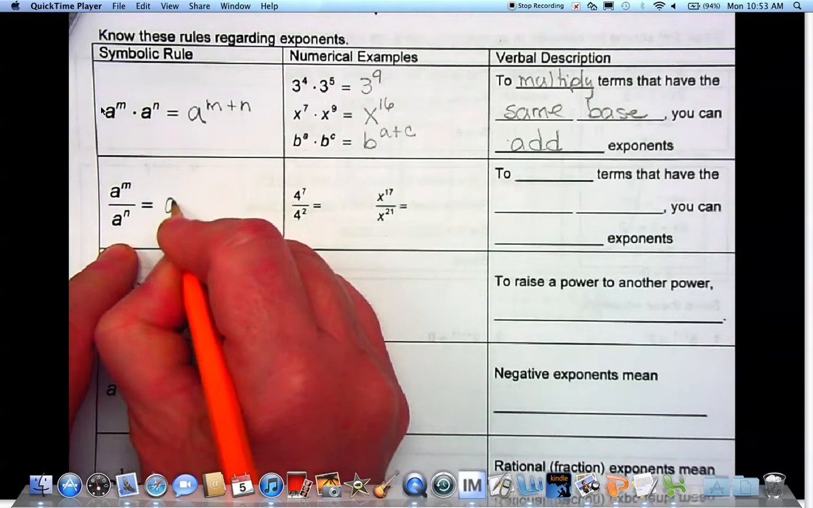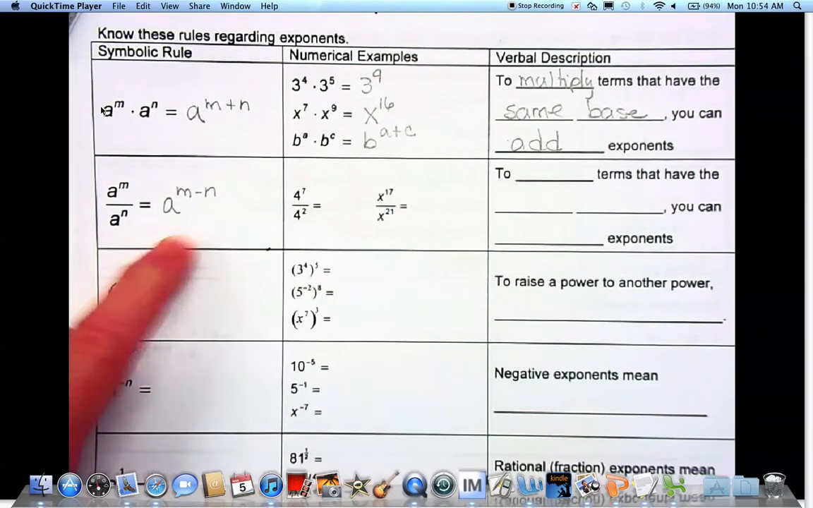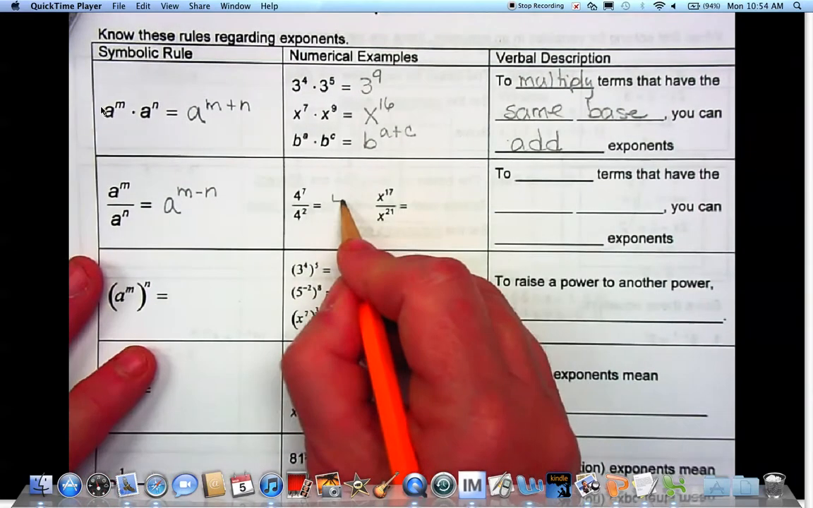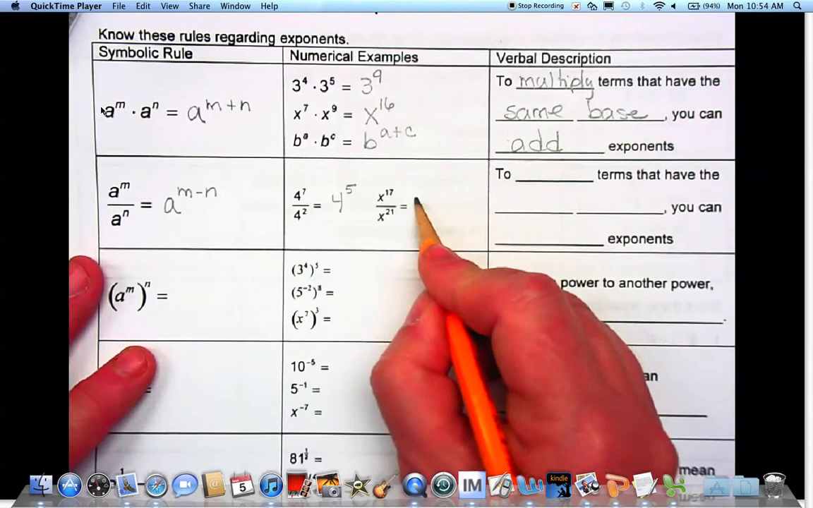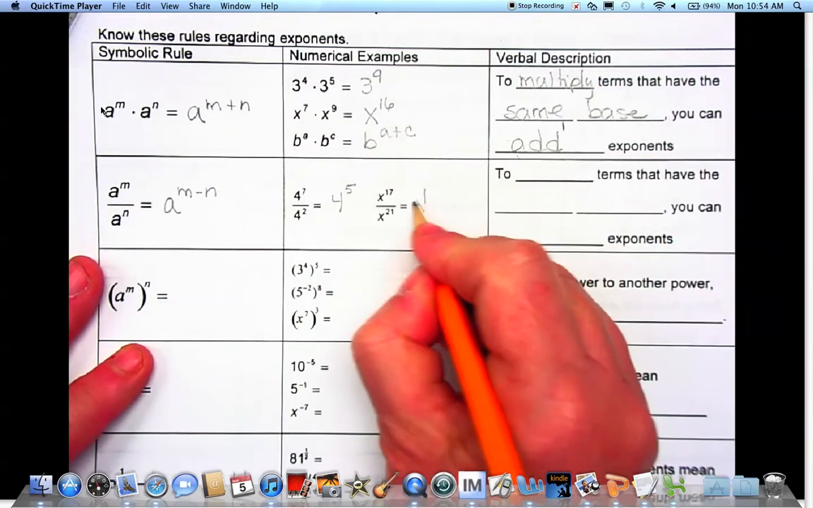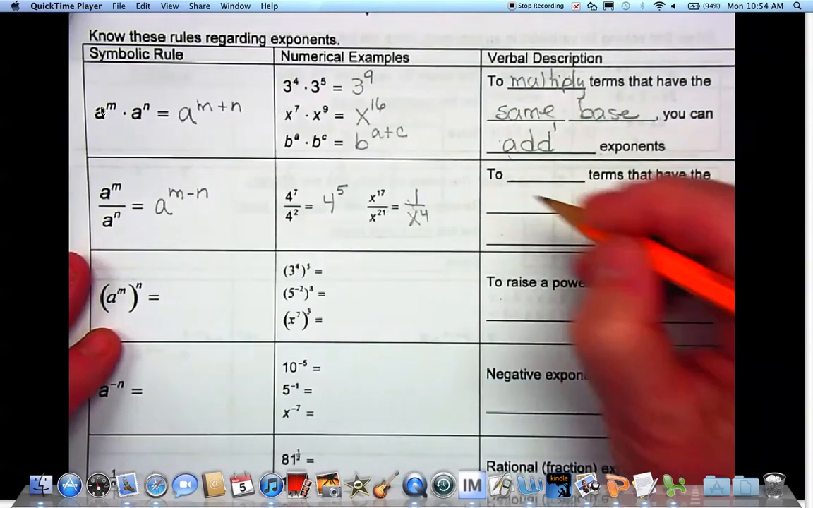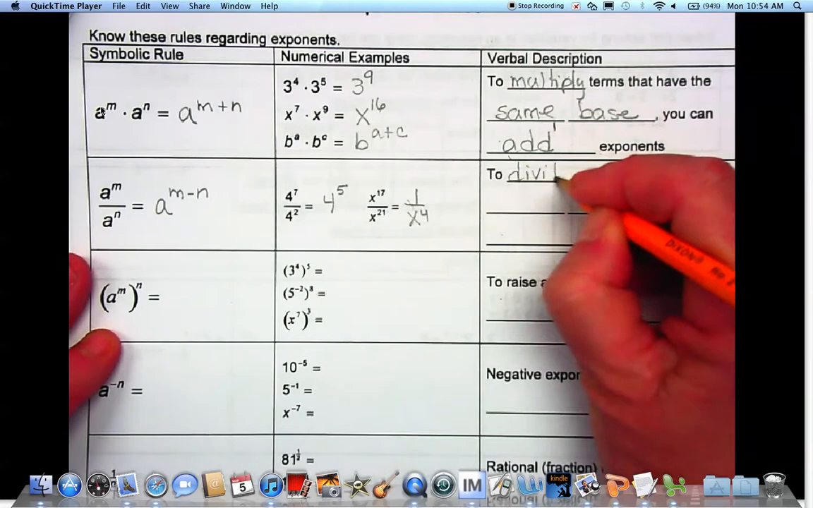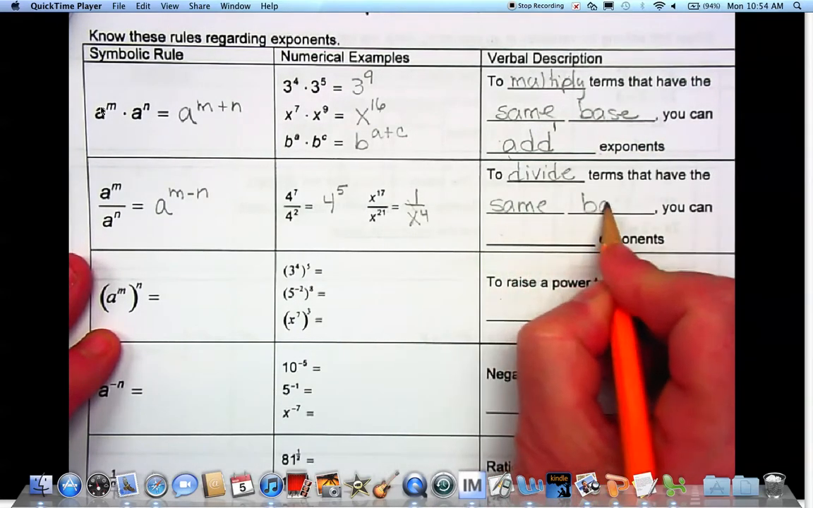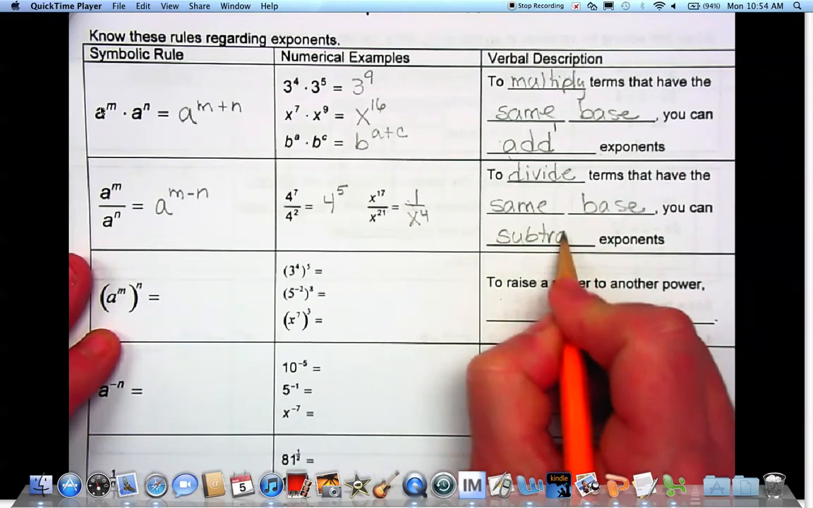That equals a to the, good, m minus n. So 4 to the 7th divided by 4 to the 2 is 4 to the 5th. What about this one? 1 over x to the 4th, because we have more x's on the bottom. Okay, so to divide terms that have the same base, you can subtract exponents. Subtract.